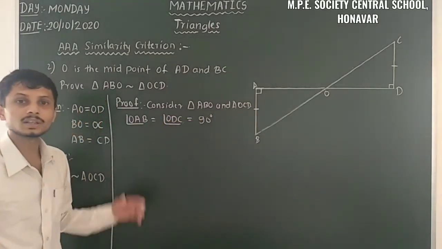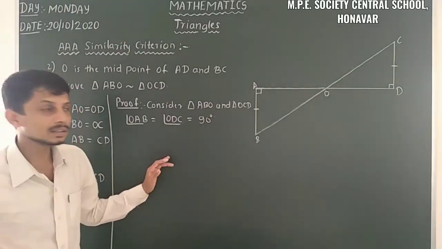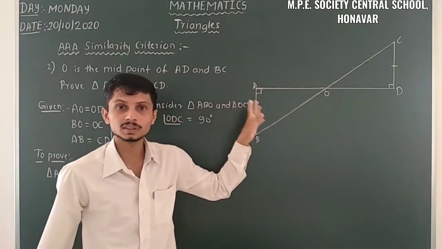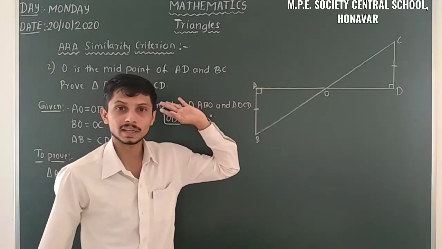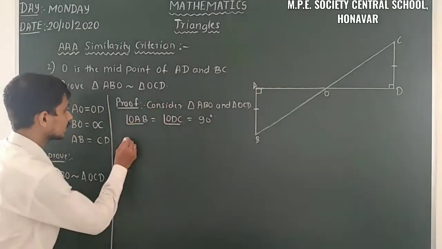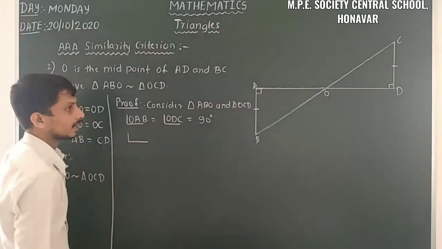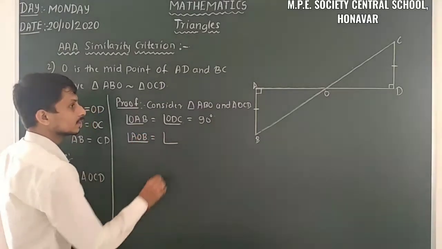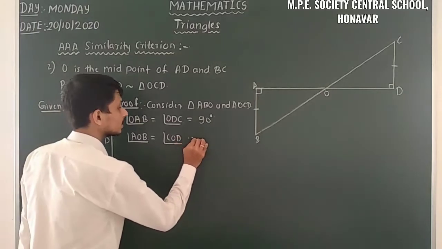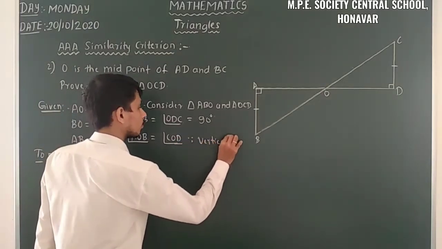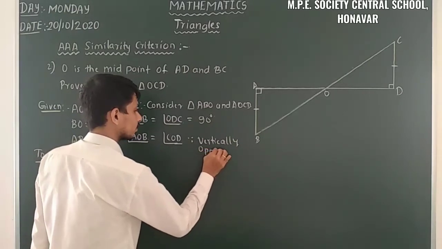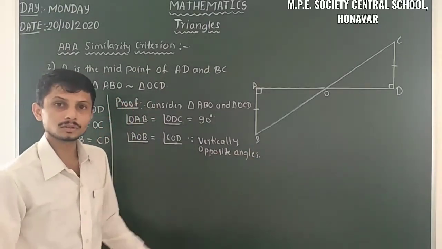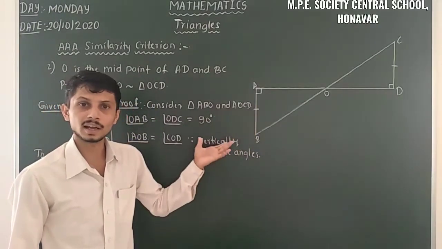So one similarity, one equality we have. And then here just observe, when we have intersecting lines, one pair of vertically opposite angles are the same. So we have vertically opposite angles here, so we can take that one. That is, here angle AOB is equal to angle COD because they are vertically opposite angles. Yes. So we already know about the right angle triangle from the last case.